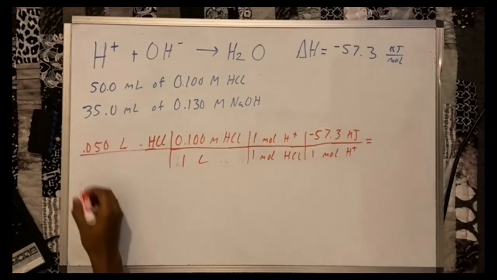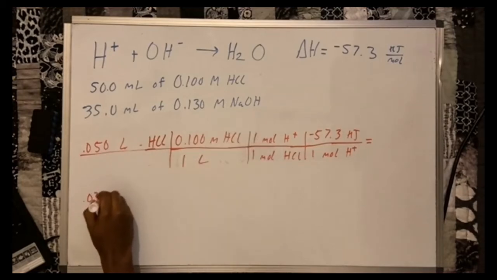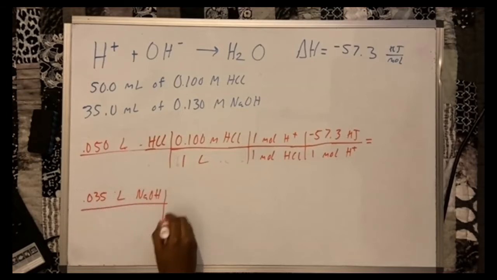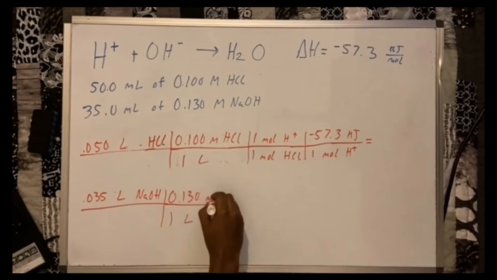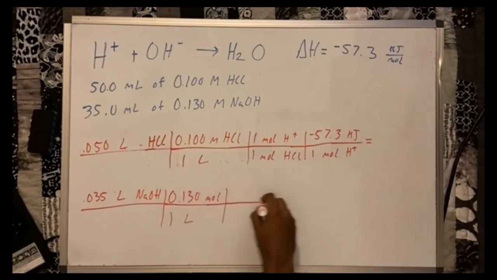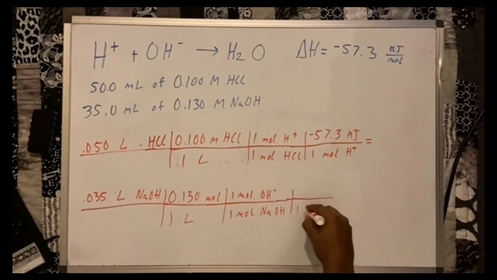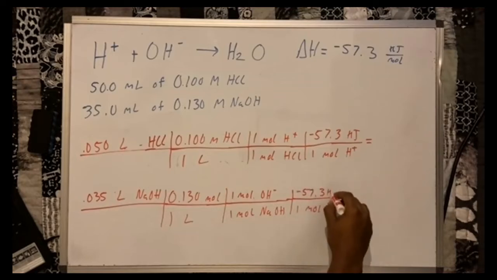And then we do the same thing for our NaOH. So you get 0.035 liters NaOH, and then for 1 liter, excuse me, we get 0.13 moles. And then for every 1 mole of NaOH, I get 1 mole of OH minus. And then again, for every 1 mole of OH minus, I get negative 57.3 kilojoules. Okay. If anyone's calculated those numbers, that would be great. I'll do them as well.